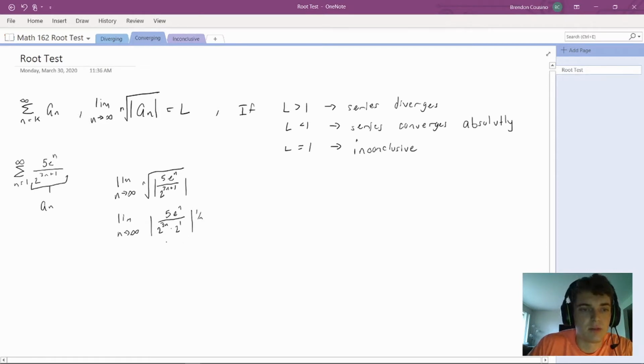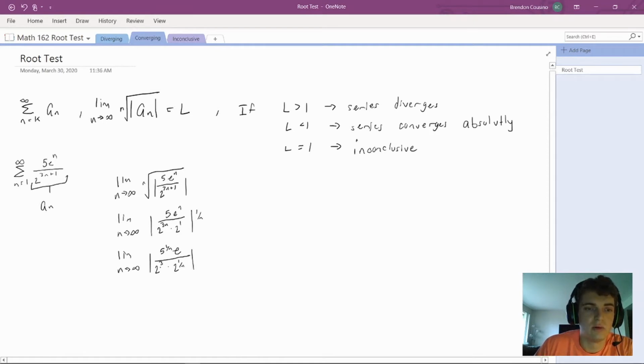Okay, for the next step, we want to distribute this 1 over n to each piece inside of our absolute value. So this is going to be the limit as n approaches infinity of the absolute value. It's going to be 5 to the 1 over n, e to the n times 1 over n, which is just e to the first power, divided by 3n times 1 over n, so 2 to the third times 2 to the 1 over n.